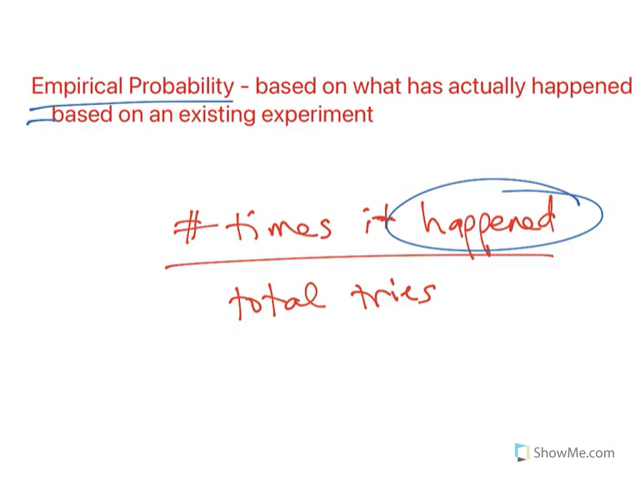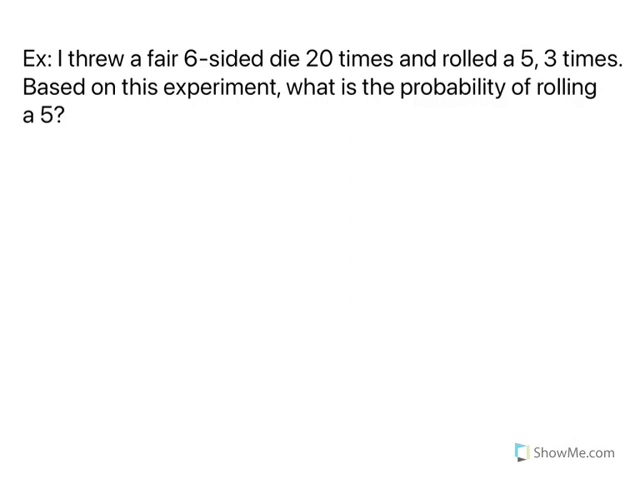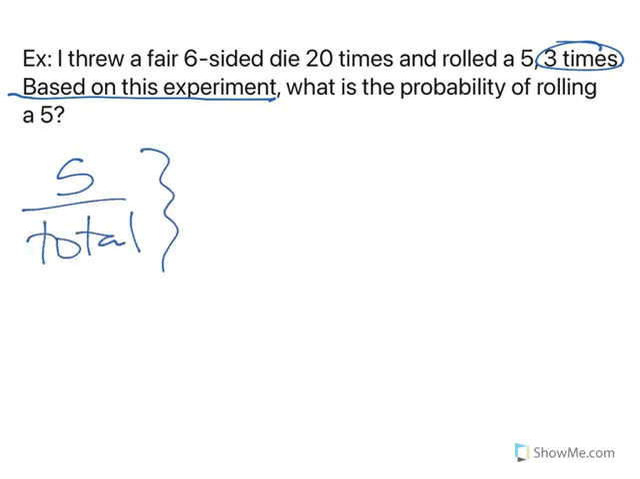Okay, so let's look at some examples. I threw a fair six-sided die 20 times, and I rolled a 5 3 times. Based on this experiment, what is the probability of rolling a 5? Okay, so we have a 5 over the total, right? This is what we're looking at. How many times did I roll a 5? Well, 3 times. So let me change this to roll a 5. Okay, so I rolled a 5 3 times out of 20 total.